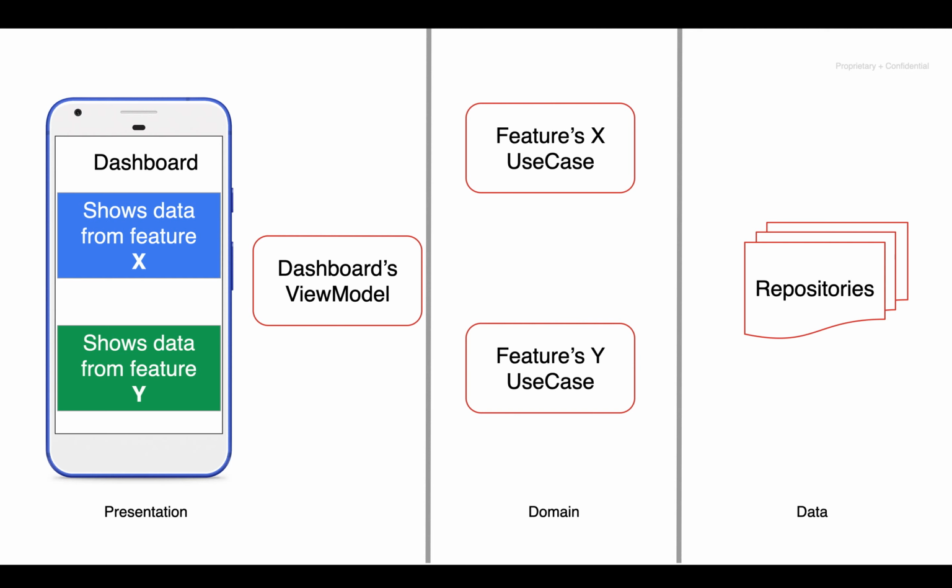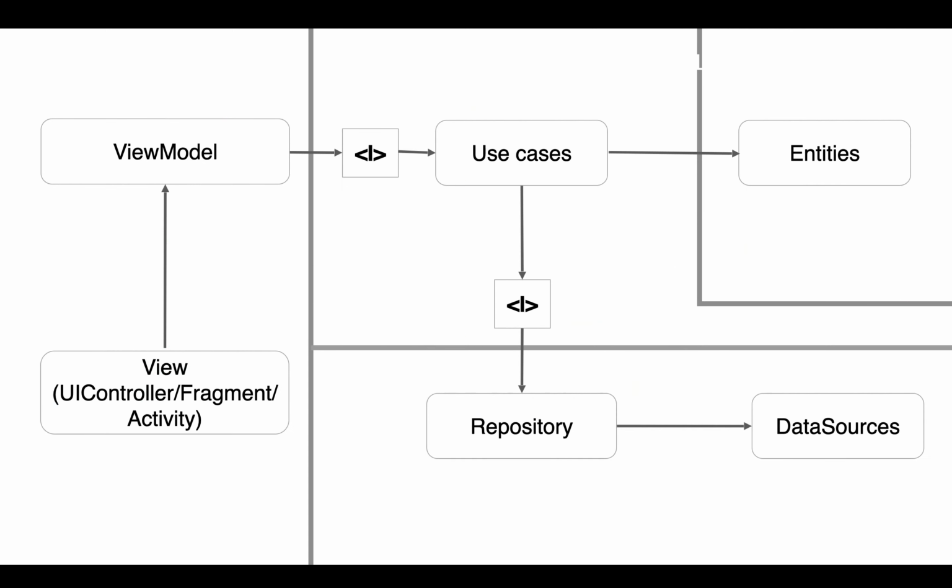So here we have an example of an app, but just the presentation layer. We have the dashboard, we have the feature X and Y, then we have the dashboard's view model, then we have the use cases on the domain layer, then the repositories on the data layer. So if we remember from our previous slide, we can remember how these things were able to show the data flow moving from presentation, domain, and data.